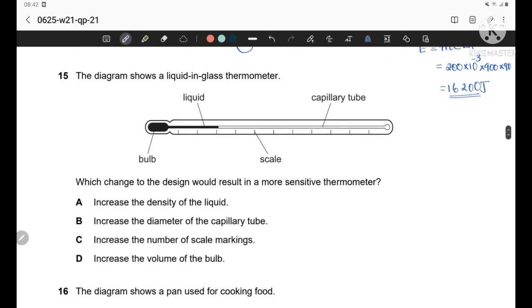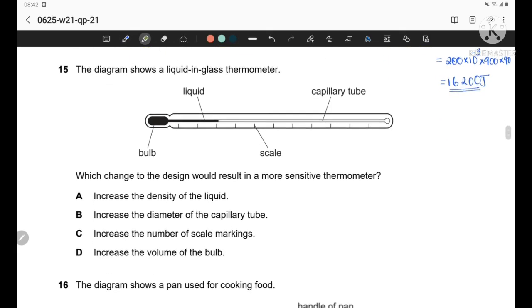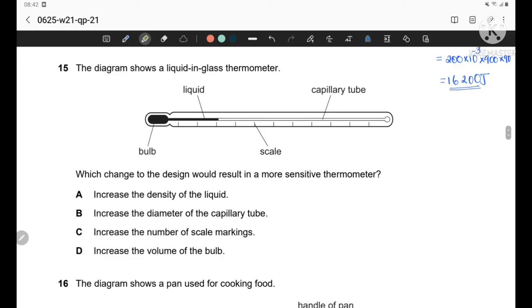Question 15. The diagram shows a liquid in glass thermometer. Which change to the design would result in a more sensitive thermometer? Here the correct answer is option B. Increase the volume of the bulb. When the volume of the bulb increases, the sensitivity of the thermometer increases. The reason is it can carry a greater volume of liquid in the bulb, which increases the expansion of the liquid thread per change in degree Celsius in temperature. So always by increasing the volume of the bulb, we can increase the sensitivity.